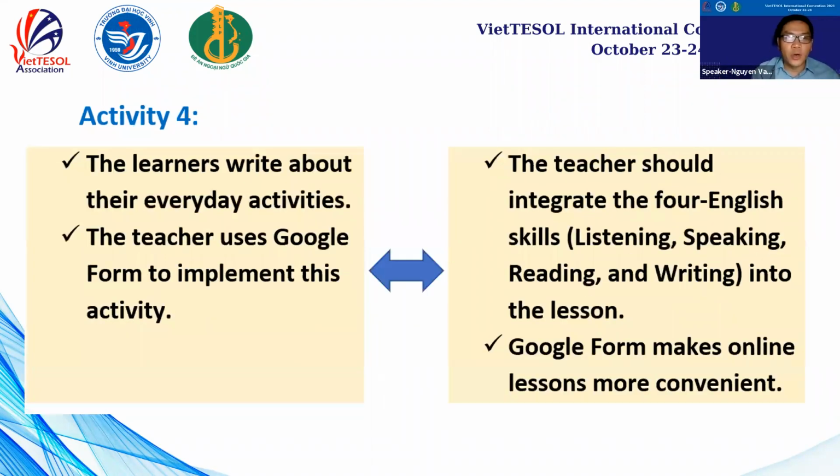And for activity number 4, you can see learners write about their everyday activities, and the teacher uses Google Form to implement this activity. So you can see the teacher should integrate the four skills, I mean listening, speaking, reading, and writing, in one lesson. This can help students develop the four skills when they learn language. And when the teacher uses Google Form, the lesson is more convenient, and the teacher can give feedback and comments on their writing easily.